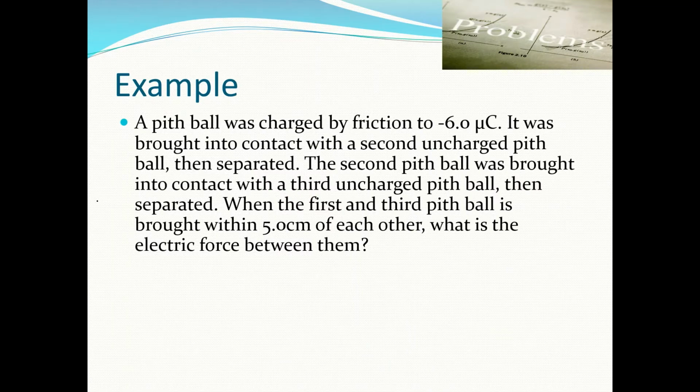So let's do an example. A pith ball was charged by friction to -6 microcoulombs. It was brought into contact with a second uncharged pith ball, then separated. The second pith ball was brought into contact with a third uncharged pith ball, then separated. When the first and third pith balls were brought within 5 centimeters of each other, what is the electric force between them? Okay, so let's draw out what's going on here.